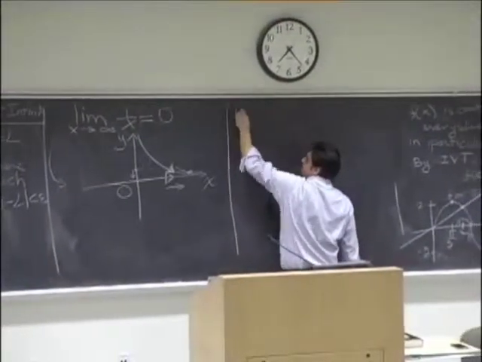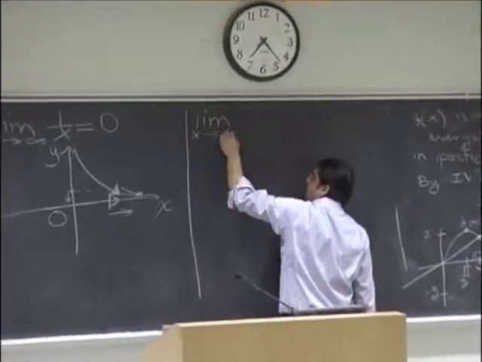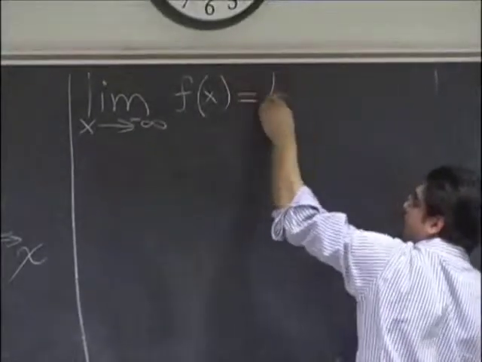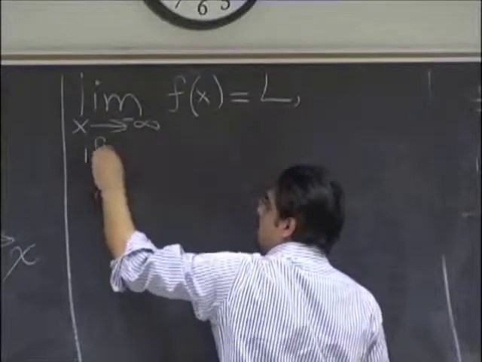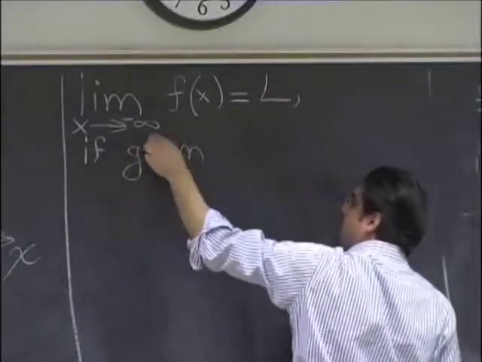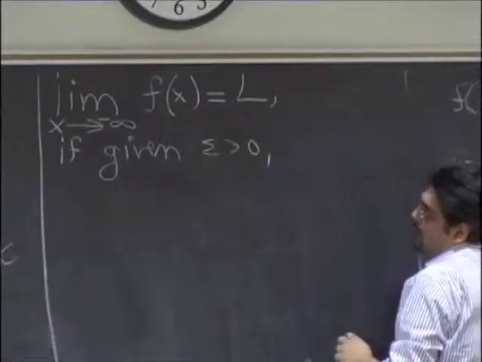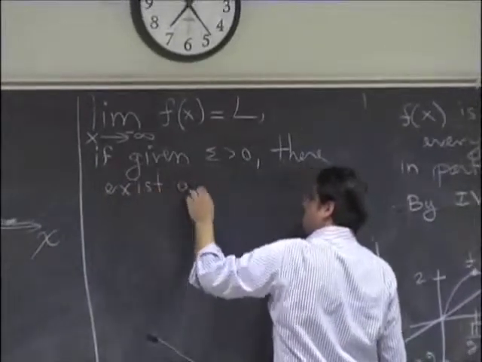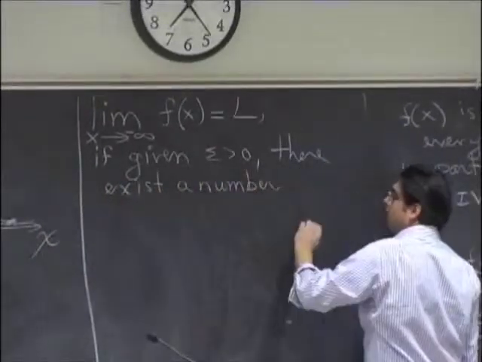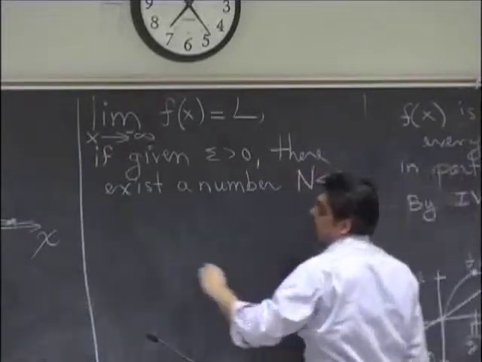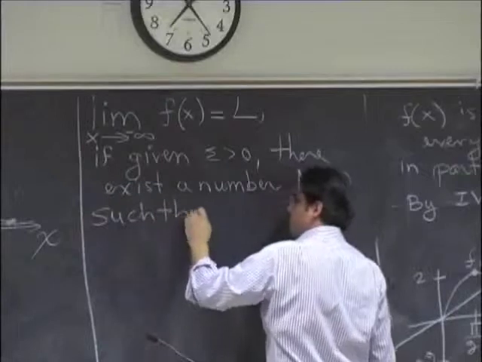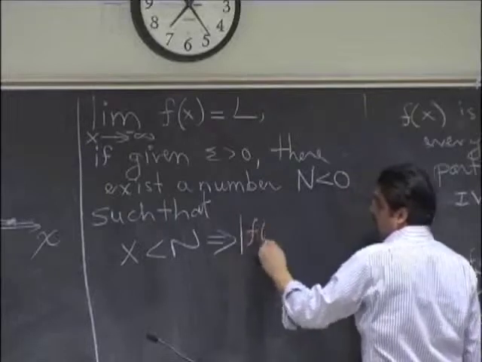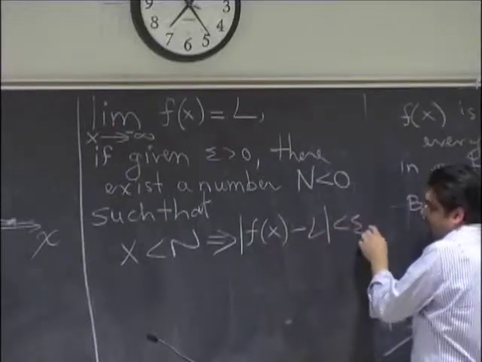This is the other definition. So the limit as x approaches negative infinity of f of x equals L if, given epsilon greater than 0, no matter how small, there exists a number N less than 0 such that x less than N implies the absolute value of f of x minus L is less than epsilon.